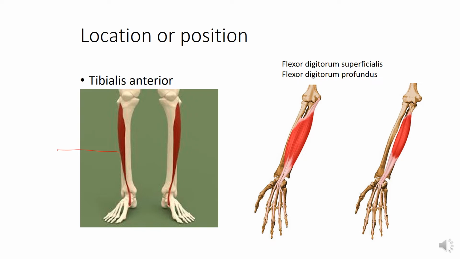Now the two muscles which are located in the forearm. Here you can see the humerus bone, the radius and the ulna, and this is the forearm and the hand. The two muscles are flexor digitorum superficialis and flexor digitorum profundus. Superficialis is the superficial muscle, while profundus means deep, so profundus is lying deeply. Both are flexing the digits.